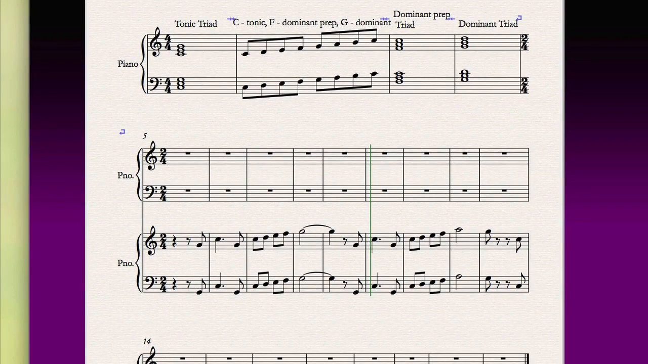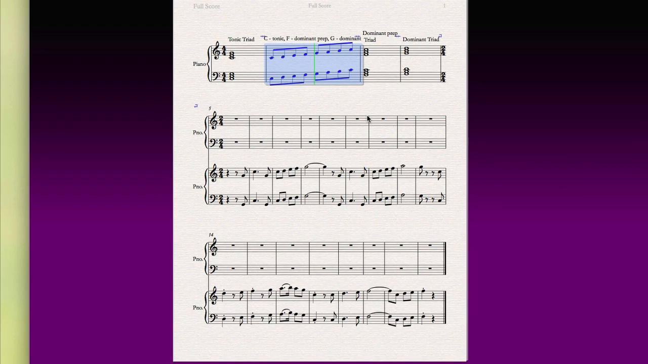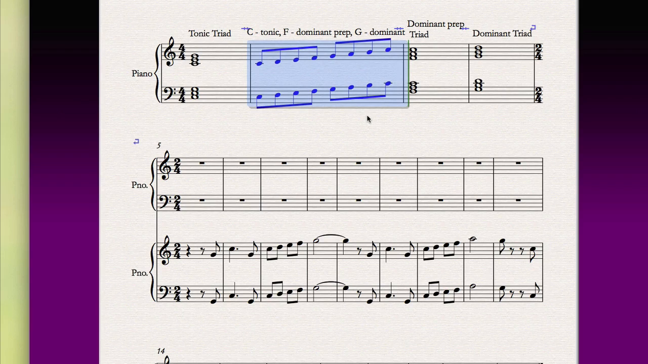So first things first, I want you to look over here. I've highlighted this measure, and it's just a C major scale. The first thing that I want you to know is the first note of the scale is known as the tonic. We talked about that in our meeting, but the new thing I want to teach you is the fourth note of the scale.